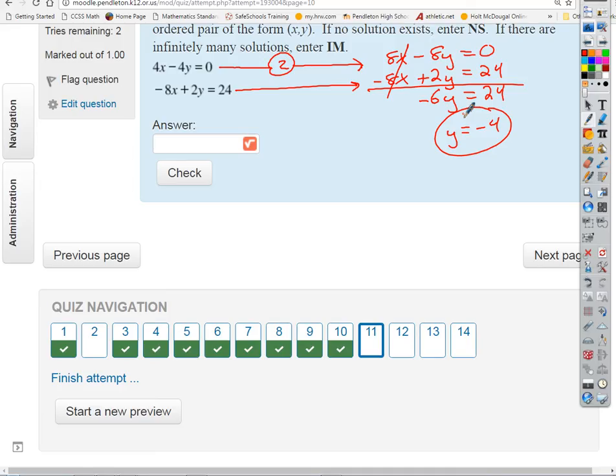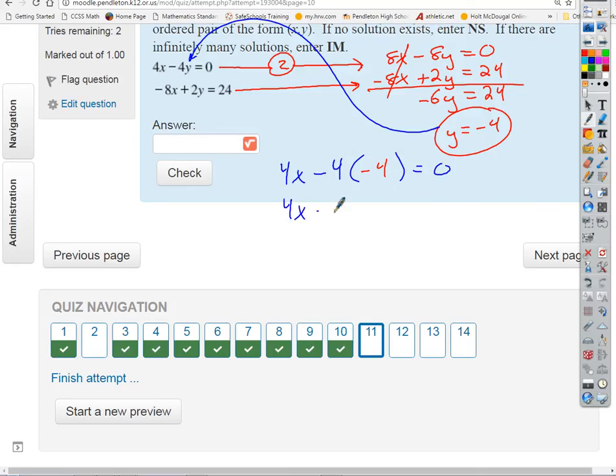Where do I go to find x? Just plug it in. Plug it into either one of the first two. Which one should I probably use? The top one, definitely. So if I plug into the top one, I'm going to get 4x minus 4 times y, which is -4, equals 0.